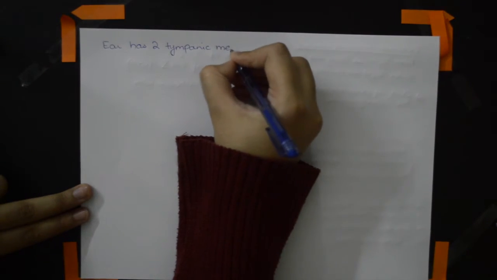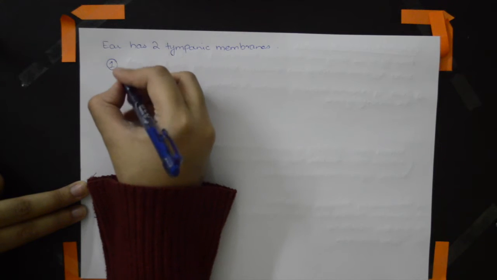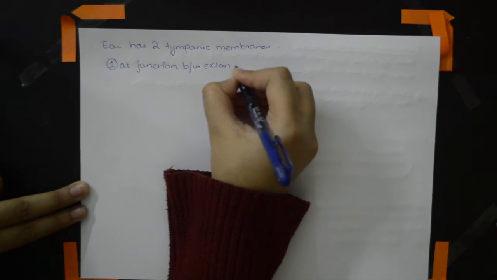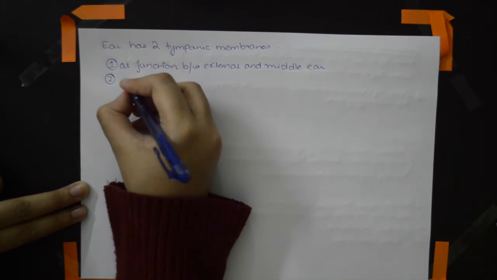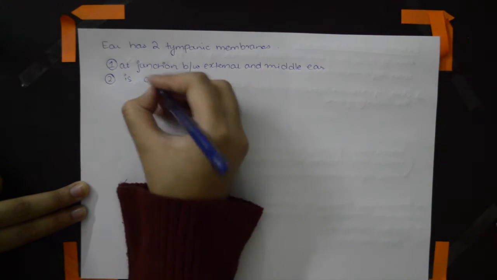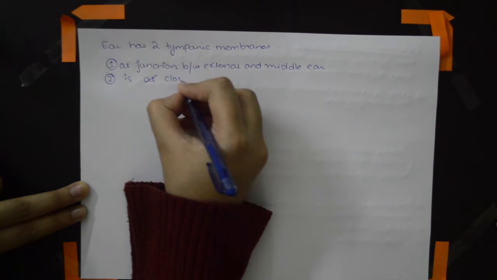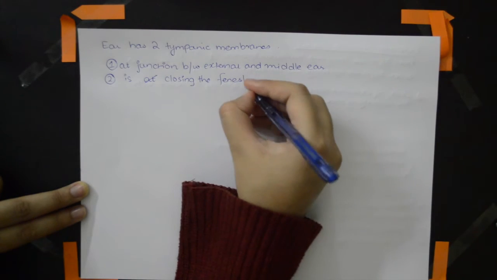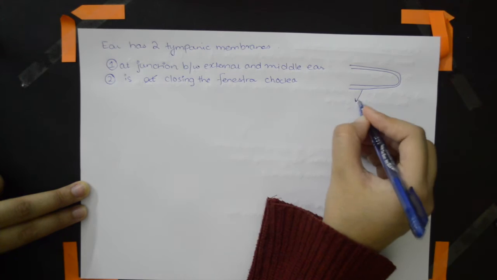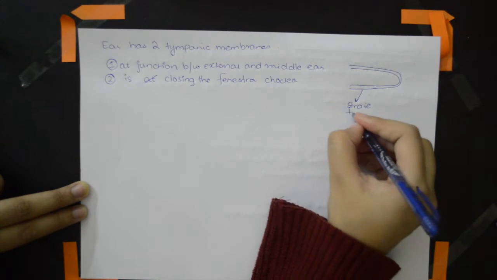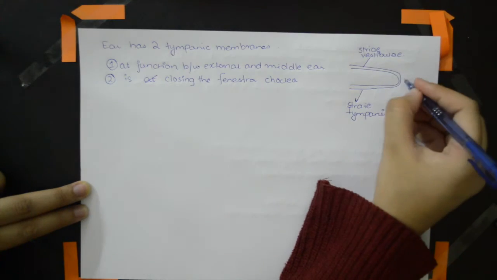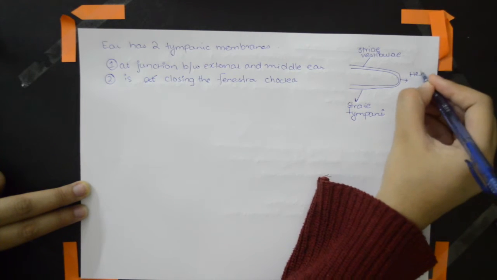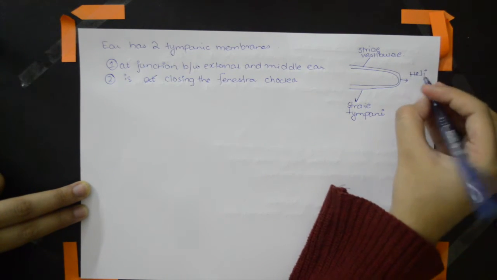So the ear has two tympanic membranes. The first one is at junction between external and middle ear, and the second is closing the fenestra cochlea. This is the striae tympani. This is how the shape is. And this is a striae vestibular, and this part is called helicotrum.